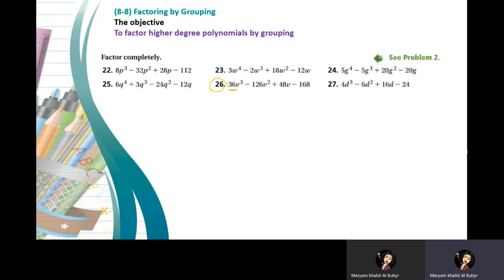If you think about 12, you will find one of them you cannot factor by 12. If you check 36 divided by 12, it will give you 3. 126 divided by 12, you will notice you cannot divide it. So in this case, you will take a number smaller than 12. Definitely 10 is impossible.